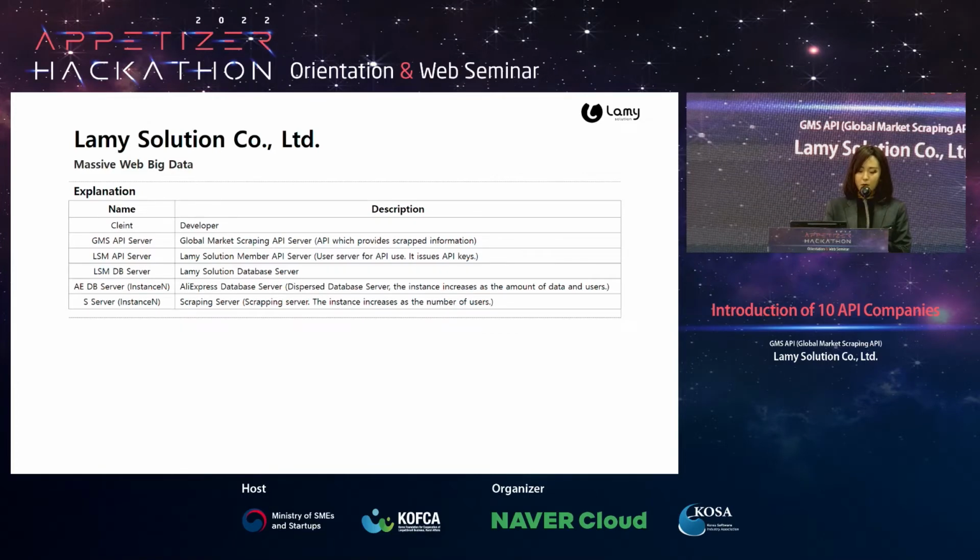The API we would like to introduce is the GMS API, the Global Market Scrapping API, an API that helps you easily obtain the categories, summaries, and product information from more than 16 global e-commerce markets. For this hackathon, the market channel supported by Lamy Solution is limited to AliExpress.